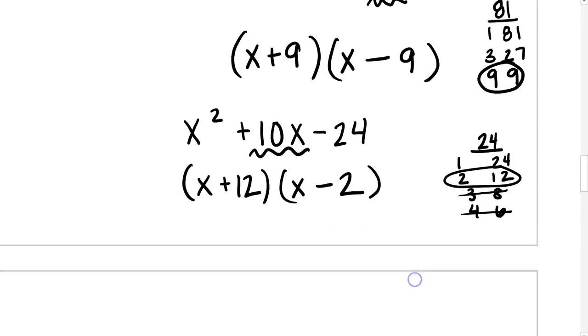Okay, that's it for now. If you need help remembering how to multiply them out to check your work, you can see a video on that in the Unit 7A polynomial section.